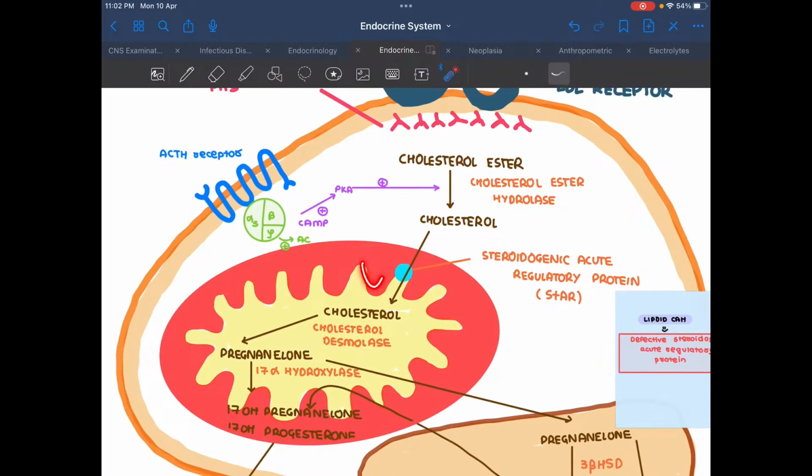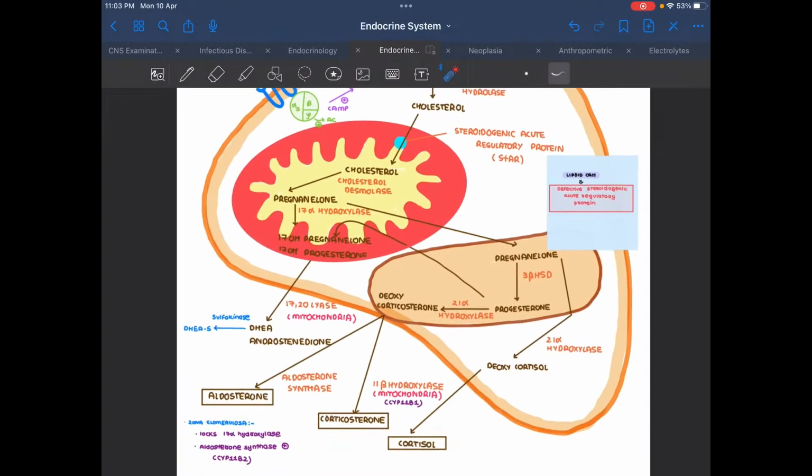So if it is all composed of proteins and there is no lipid, do you imagine a cholesterol entering into the mitochondrial matrix through the inner membrane? No, it cannot. So it needs a transporter. What is that transporter known as? That is the star of the show. That is steroidogenic acute regulatory protein. It transports the cholesterol into the mitochondrial matrix, and the further steps you can remember accordingly.